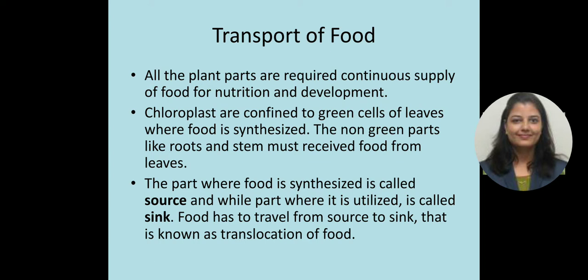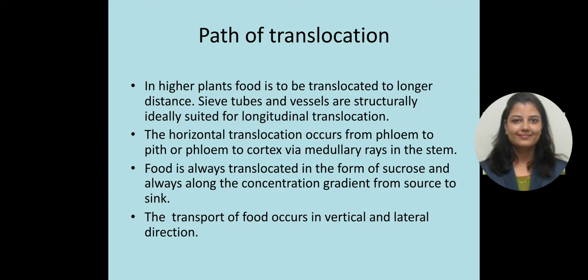The part where food is synthesized is known as the source, and the part where it is utilized is known as the sink. So where the food is synthesized in the plant, it is known as the source, and the rest of the parts which are not able to synthesize food but have to utilize it are known as the sink. The food has to travel from the source to the sink, and that process is known as translocation of food. So what is the path of translocation?